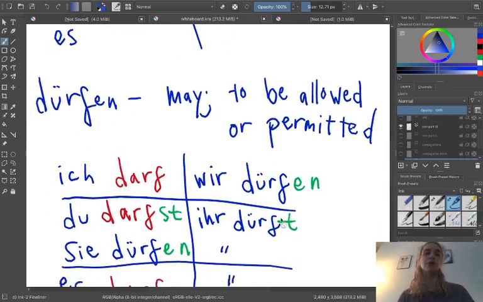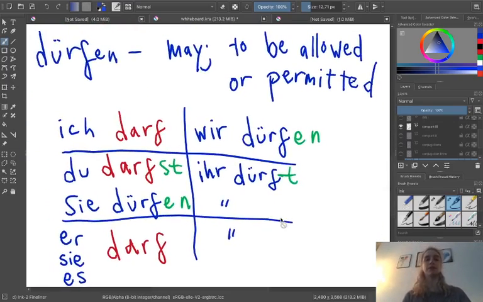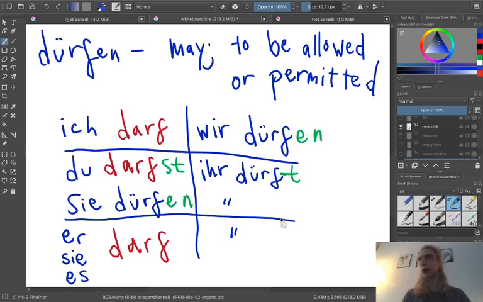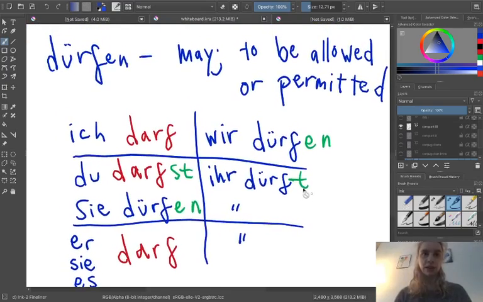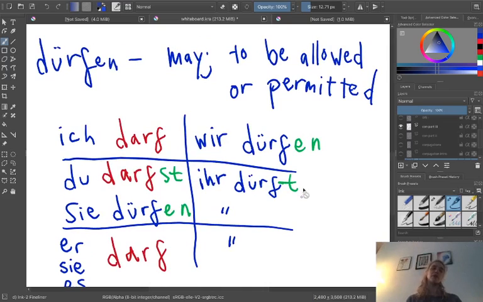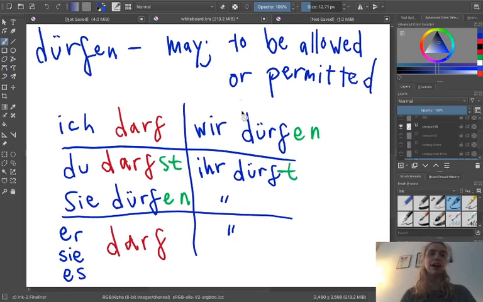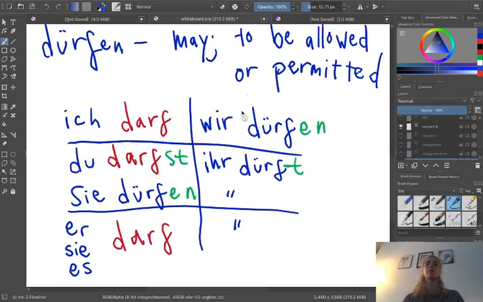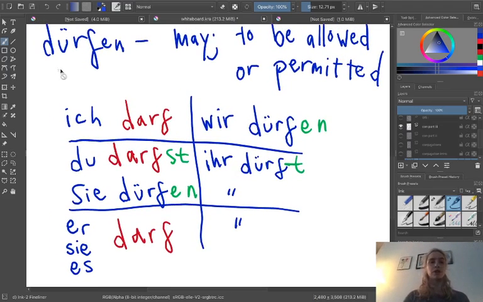And then dürfen, which is often confused or conflated with können, can in English. The classic example here is like you ask your high school teacher if you can go to the bathroom, and the teacher's like, I don't know, can you? What they're implying there is that they want to be pedantic, and they want you to ask, may I go to the bathroom? Am I allowed? Is it permitted? So in German, we would use dürfen for those situations.